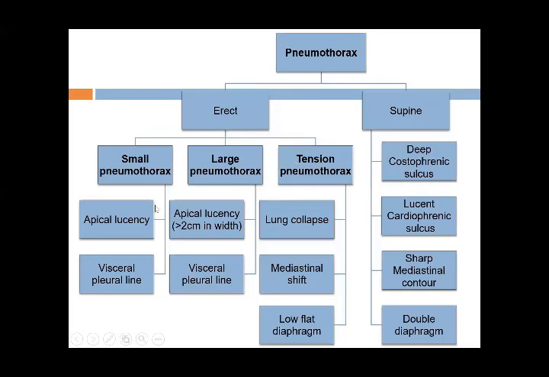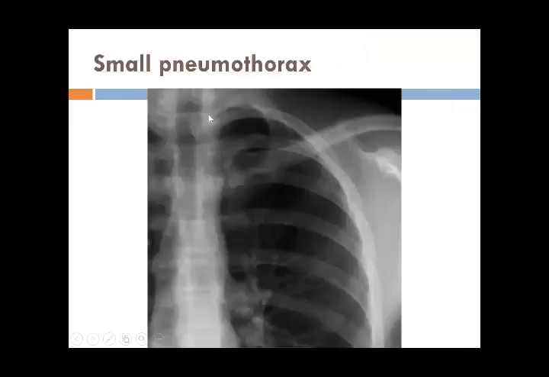And how will you differentiate? Small pneumothorax will have apical lucency, and in large pneumothorax the lucency will be more than 2 centimeters. Okay, and visible pleural lines can be present in both. In tension pneumothorax, the lung is usually collapsed with a mediastinal shift. Left low flat diaphragm is there. In the supine position, a deep costophrenic sulcus can be there, and usually the line around the heart is there.